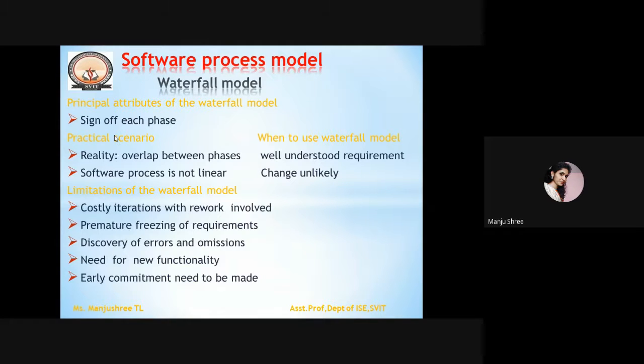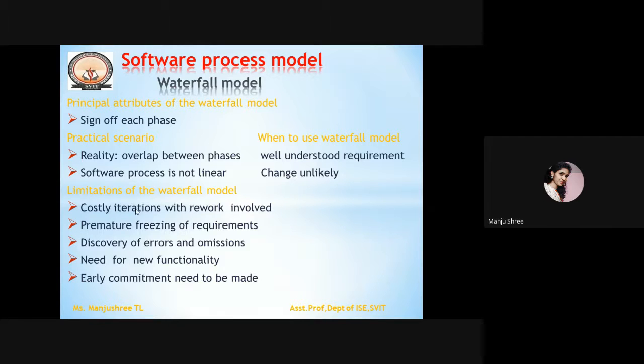Here are some of the principal attributes of the waterfall model. The first is the sign off of each phase. The result of each phase is one or more documents that are approved or signed off, and following phases do not start until the previous phase has finished and been approved. Each phase has to be approved first, and only then carried on to the next phase. That is the very first principal attribute of the waterfall model.